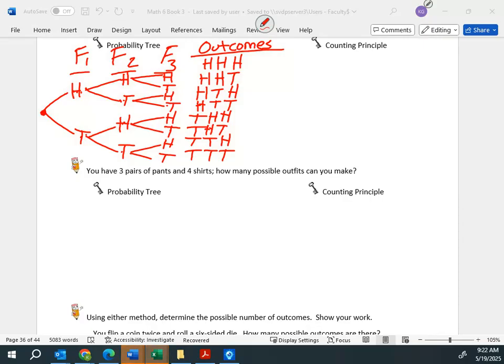All right, all the different combinations we can have. How many possible outcomes are there if we flip a coin 3 times? Maddie? 8. We count them up. 1, 2, 3, 4, 5, 6, 7, 8 possible outcomes.